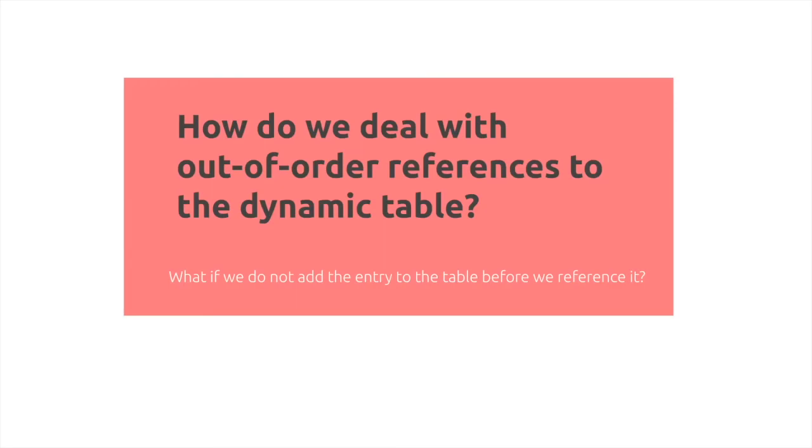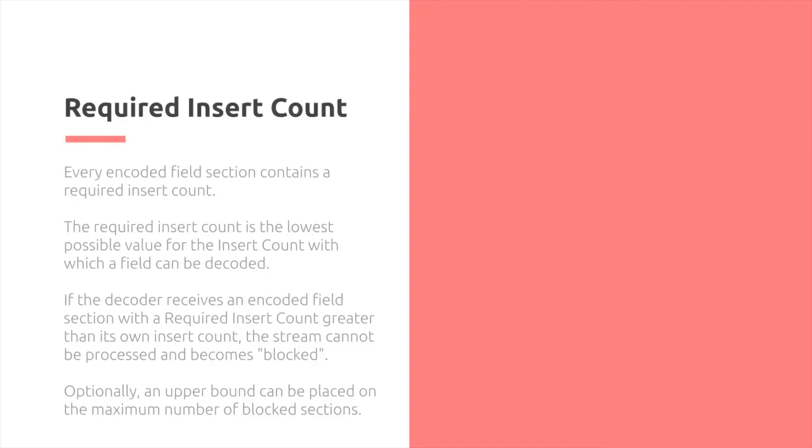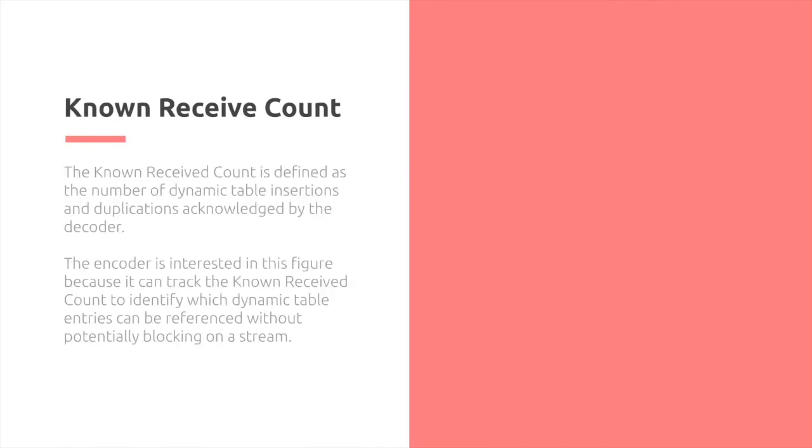So how do we deal with out of order references to the dynamic table? Every encoded field section contains a required insert count. The required insert count is the lowest possible value for the insert count with which a field can be decoded. If the decoder receives an encoded field with a required insert count greater than its own insert count, the stream will be blocked. The known received count is defined as the number of dynamic table insertions and duplications acknowledged by the decoder.